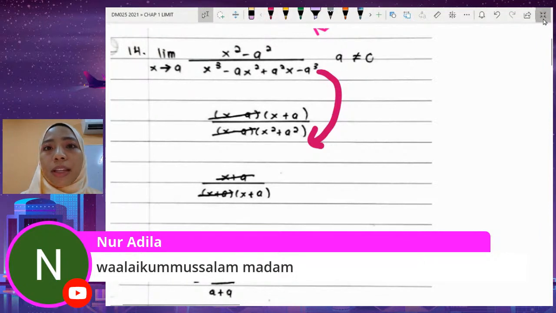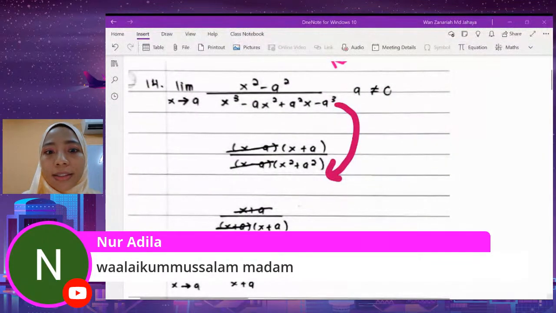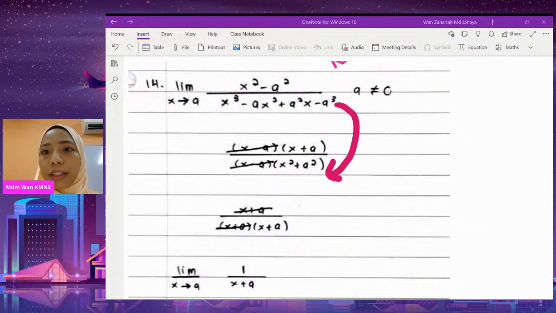Okay, sekejap, let me hide the comment there at the StreamYard account. Where is this comment? Comment tadi, Nur Adila. I have to hide. Okay.